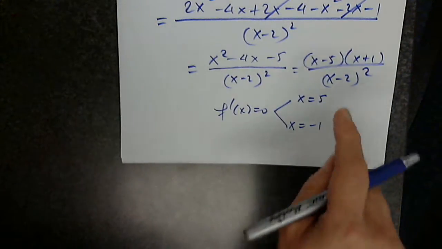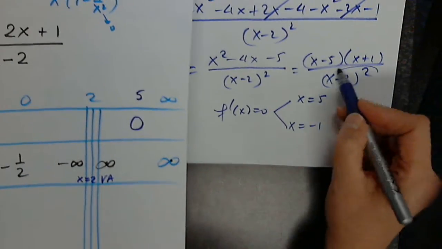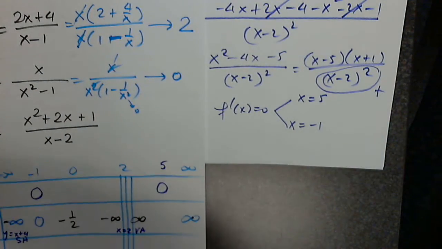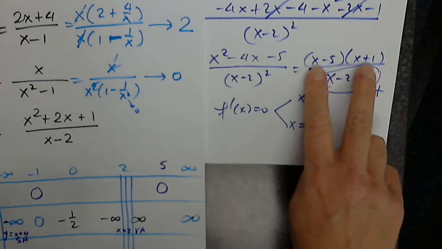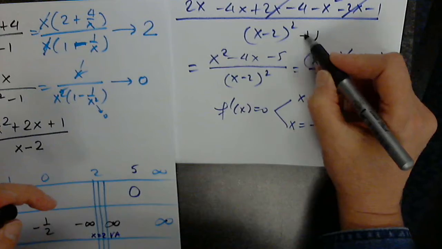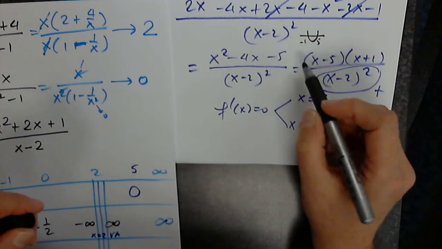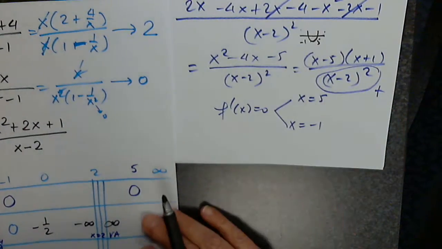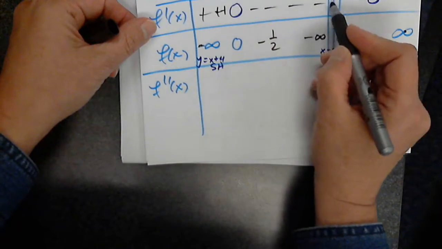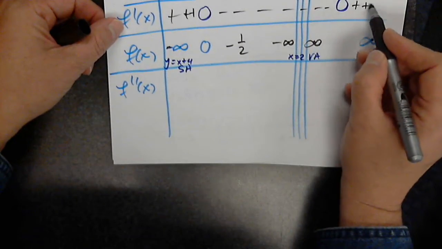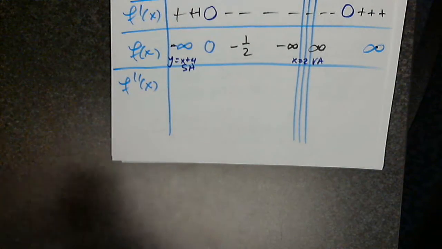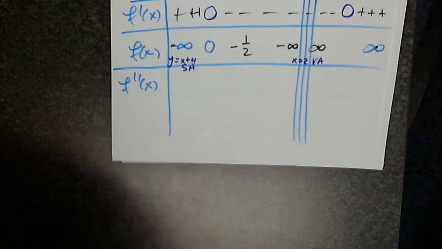So now I'm trying to find the sign of this expression, but I'm not going to be bothered by the denominator. And the numerator, remember, is this function, and it has a minimum, and it crosses at negative 1 and 5. So positive, negative, positive. Okay, moment of truth now.